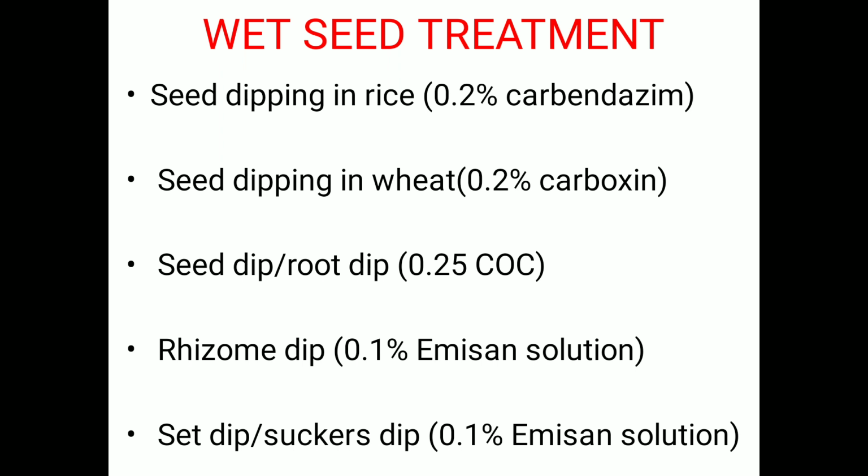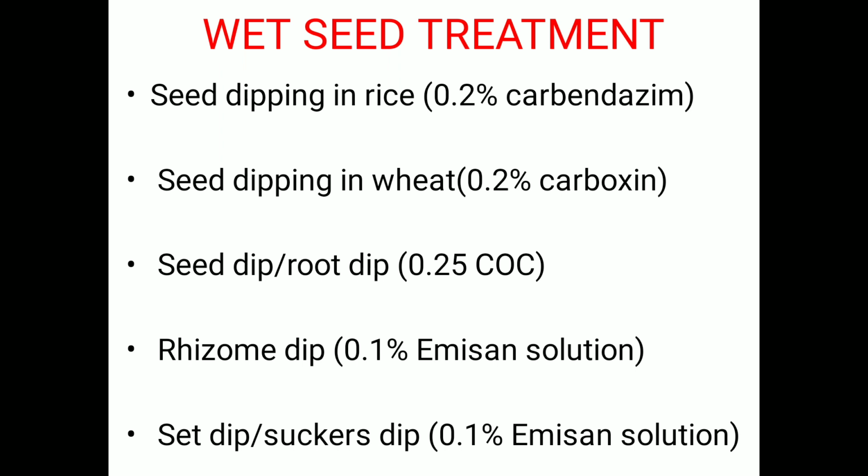Next, again we take the example of rhizome dip. Simply, the fungicidal solution, that is Emisan solution, is prepared at a rate of 0.1%. That is, 1 gram of Emisan is mixed with 1 liter of water. In that, the rhizome of banana is dipped for a period of 5 minutes. After that the rhizome is used.